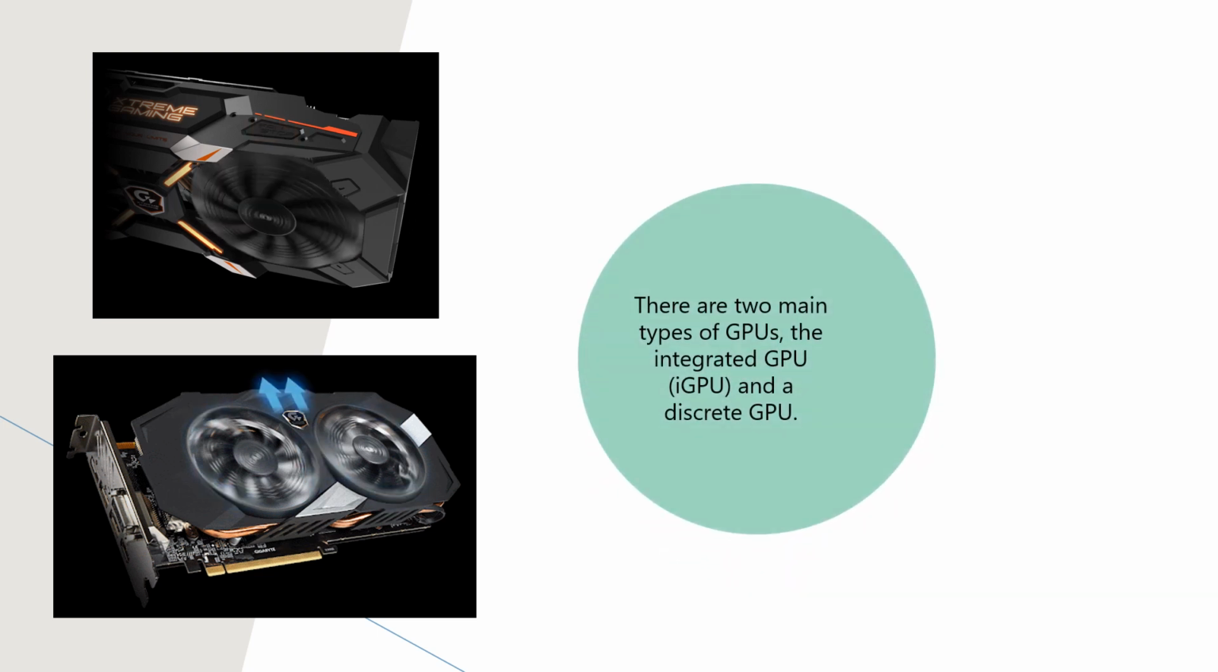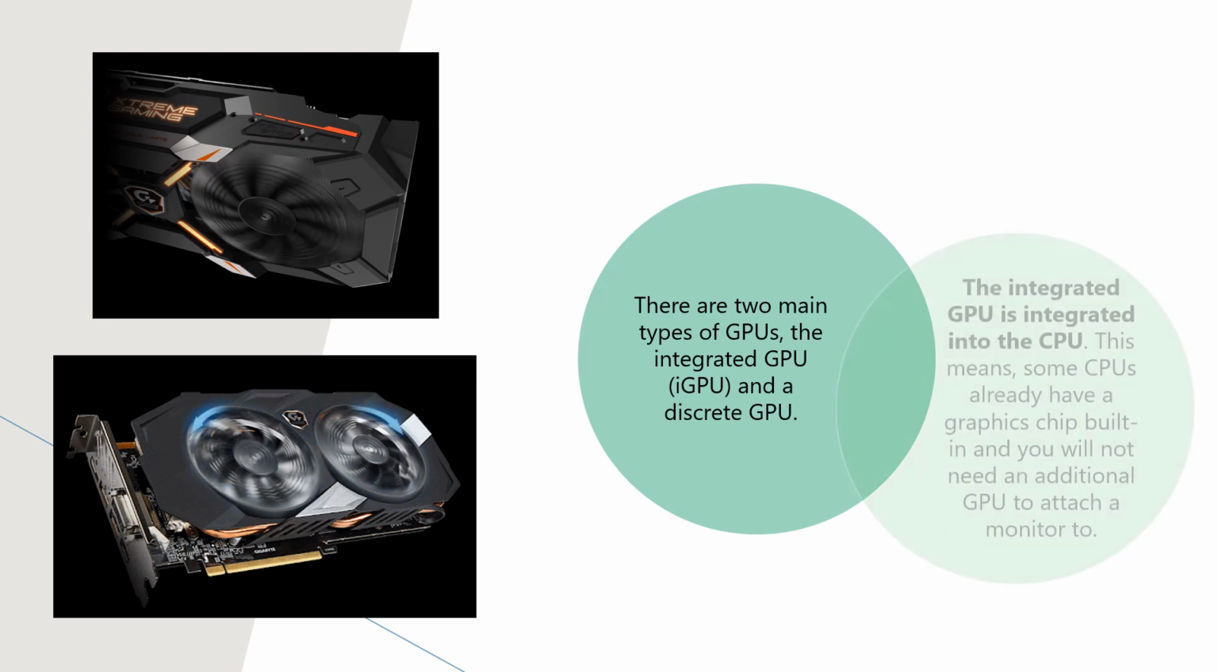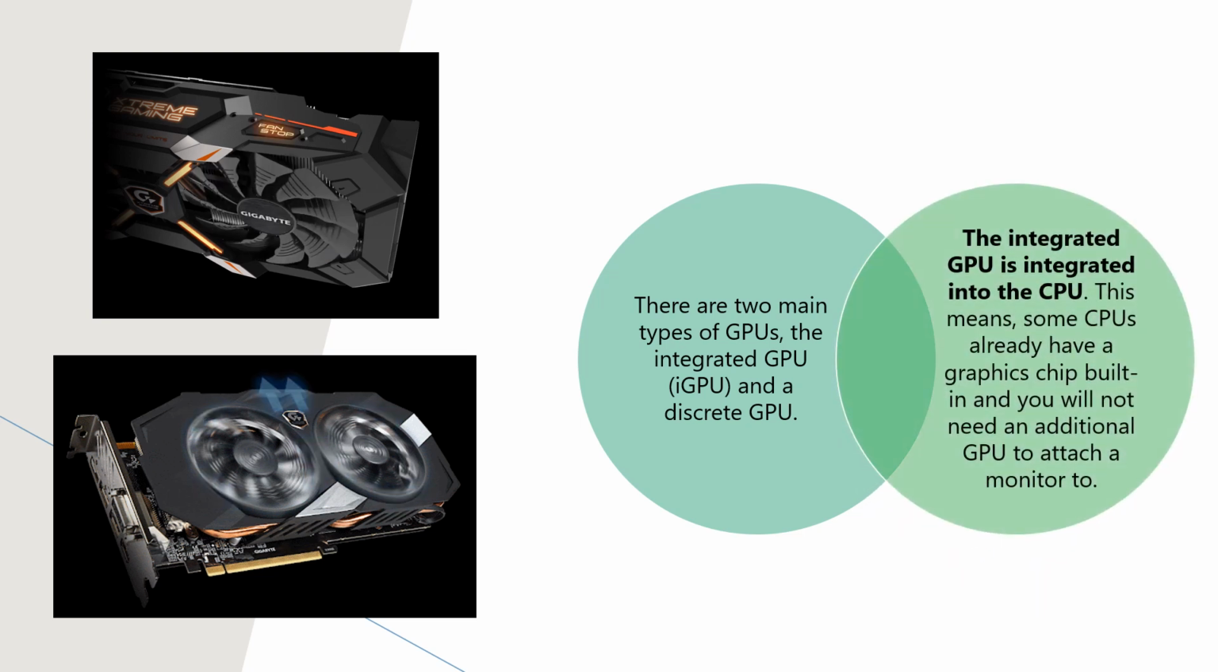There are two main types of GPUs, the integrated GPU and a discrete GPU. The integrated GPU is integrated into the CPU. This means some CPUs already have a graphics chip built in and you will not need an additional GPU to attach a monitor to.